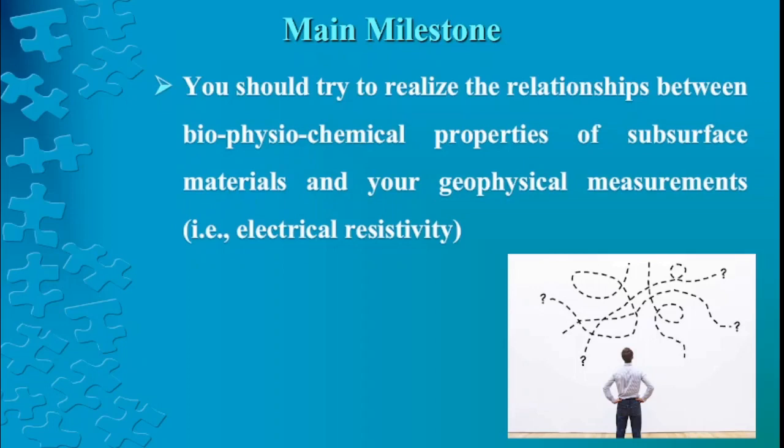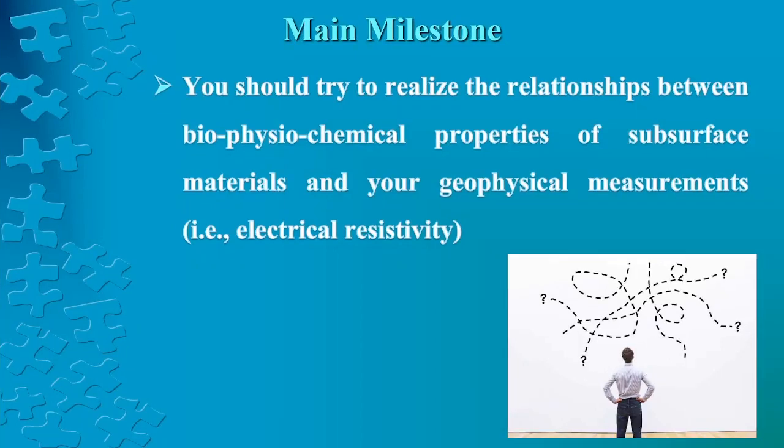So by combining all of these, these are the main biophysiochemical properties for this example that control electrical resistivity. And when you know this information, and when you realize that these are the main important factors affecting the electrical resistivity, then you will have the capability to interpret your geophysical data or models. So this is the main milestone, and it's not easy.